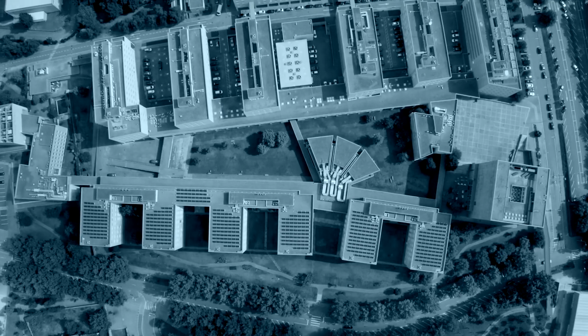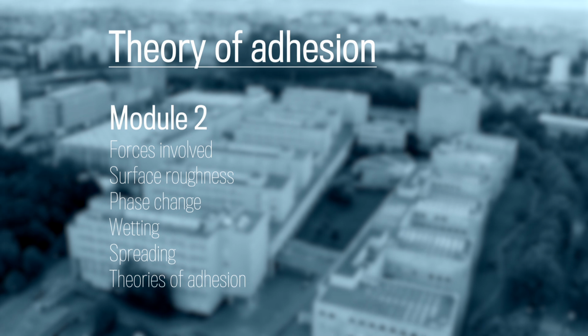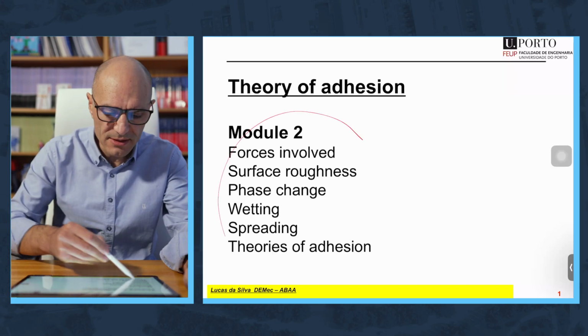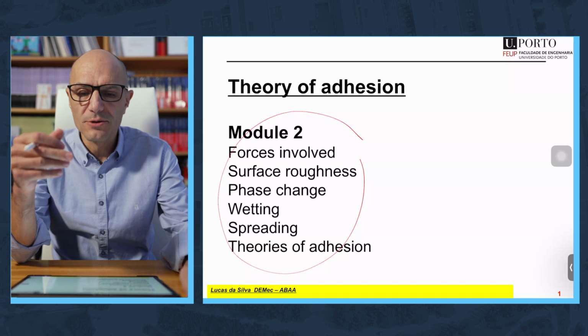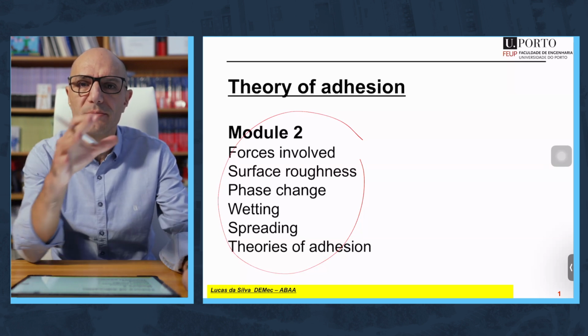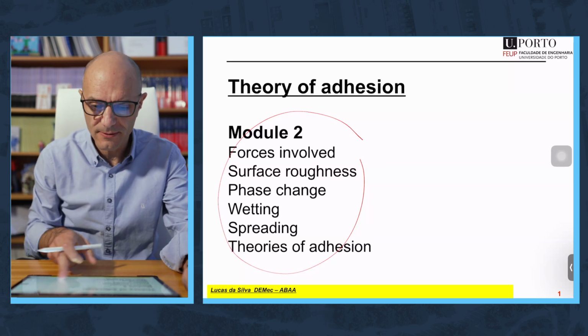In this module, Module 2, Theory of Adhesion, I want to explain in which conditions we have a good bond between the adhesive and the adherent or substrate we want to join. It's time now to discuss the theory of adhesion. I want to see these things with you and answer the question: in which conditions do we have a good adhesion between the adhesive and the substrate?